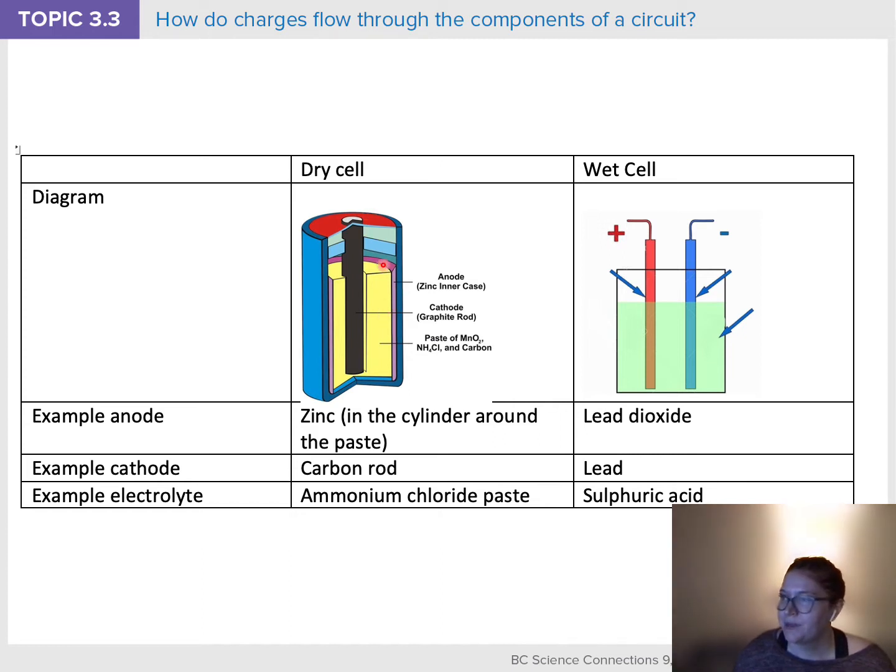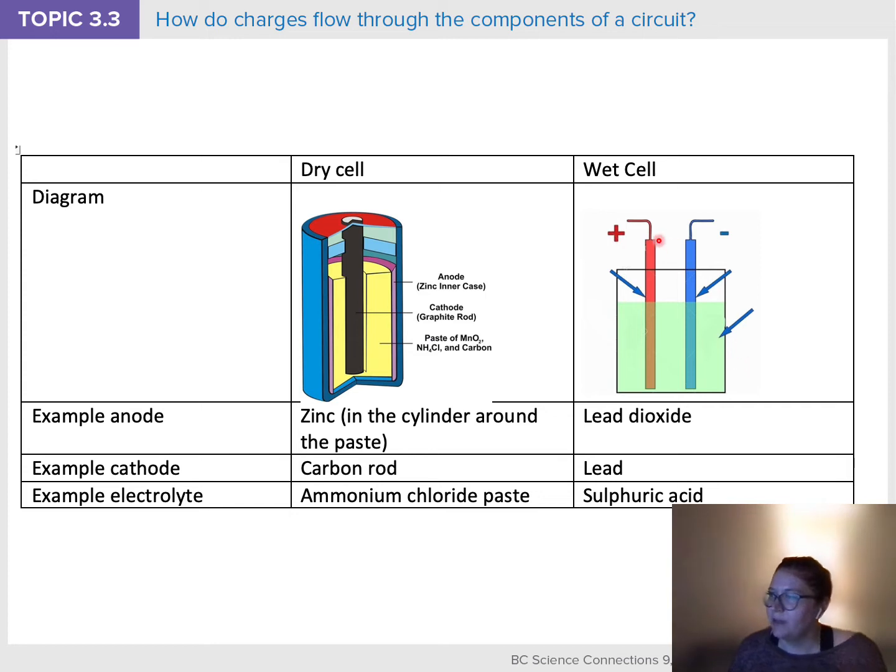And then the zinc is actually this purplish case around the paste. So that is the zinc, the anode, and the cathode is here in the middle, and that's why you get a little bump for the positive end. And when you put your battery in, there's going to be a wire touching the zinc case here in a dry cell.